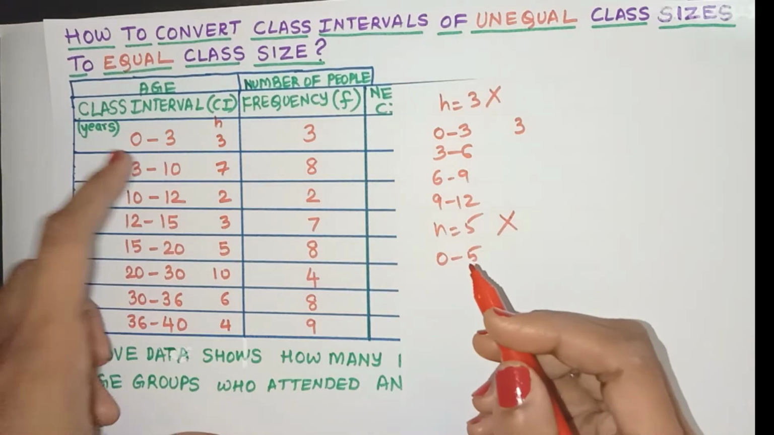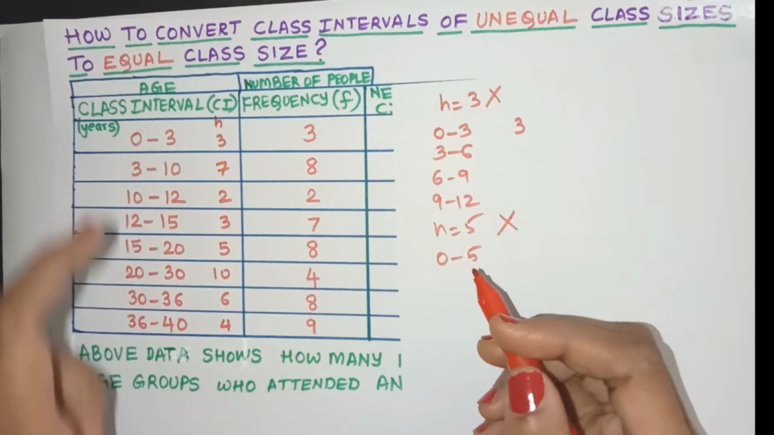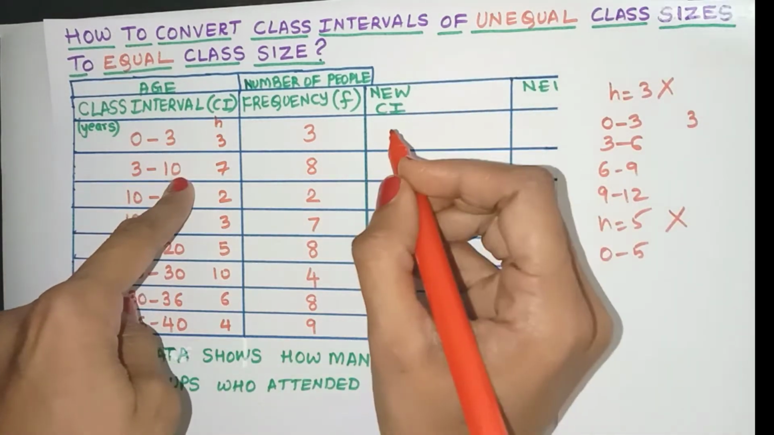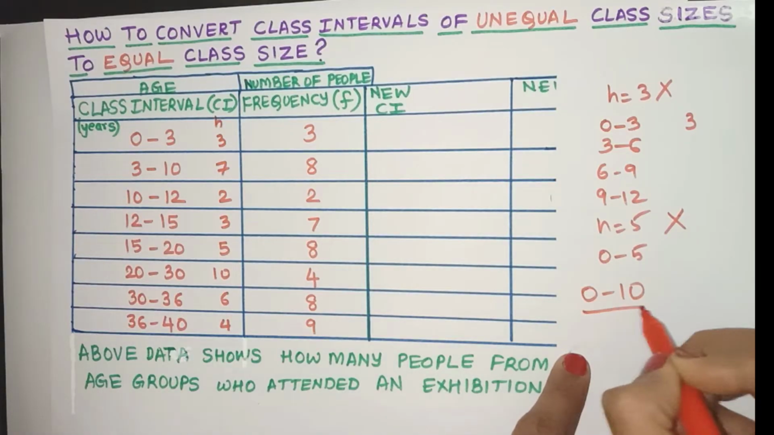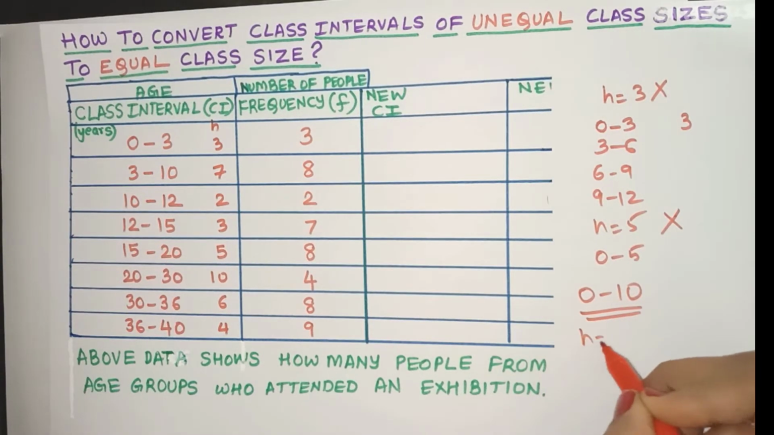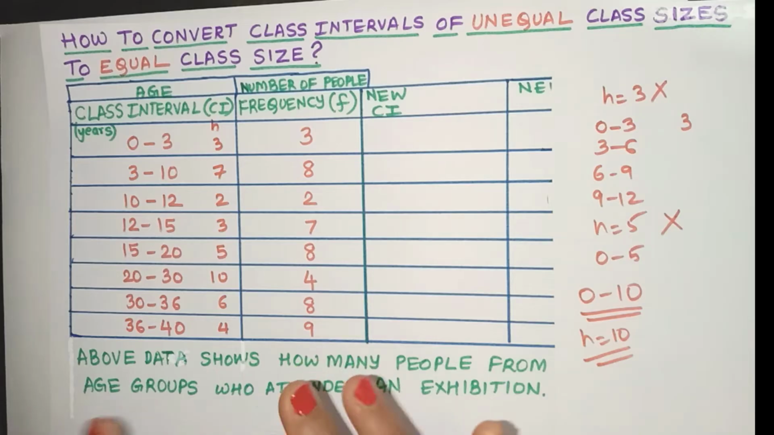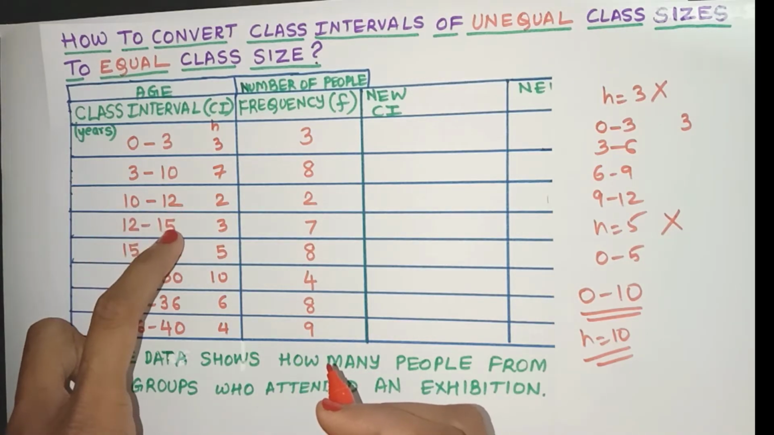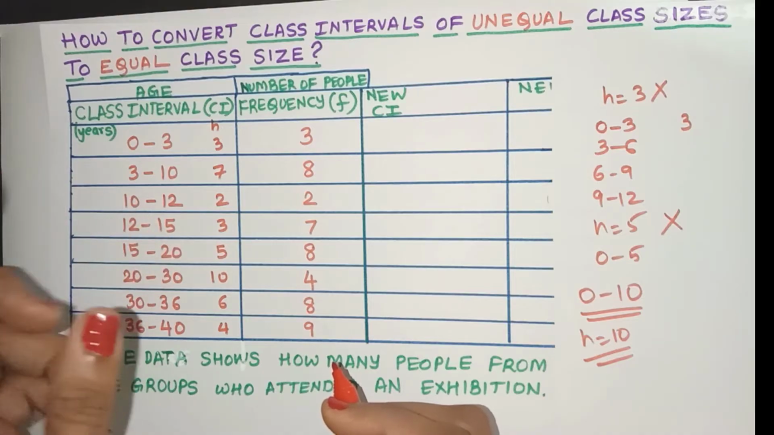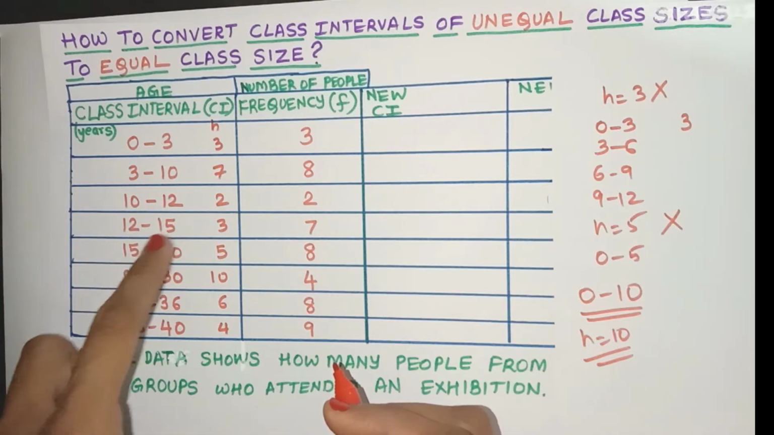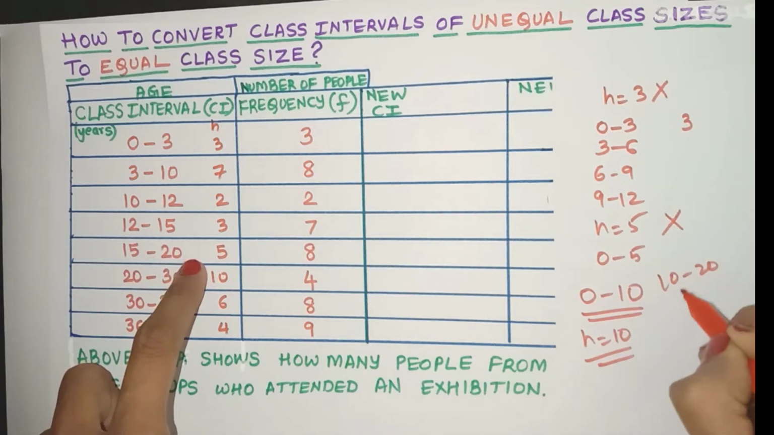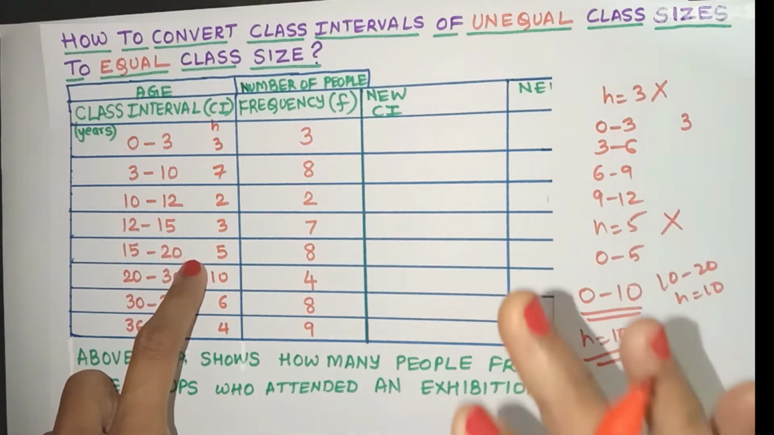Shall we try that? What I mean is, suppose I have 0 to 3 and 3 to 10. What if I combine it as 0 to 10? If I combine it as 0 to 10, what will be the class size? It will be 10. Let me see if I'm able to do that for all the class intervals. So 10 to 12, 12 to 15, that means I'll still get 10 to 15 only. But if I combine it with 15 to 20, I'll get 10 to 20. See? That is again class size 10. So clearly this is working.